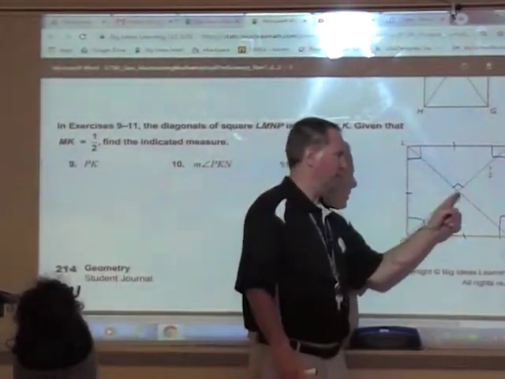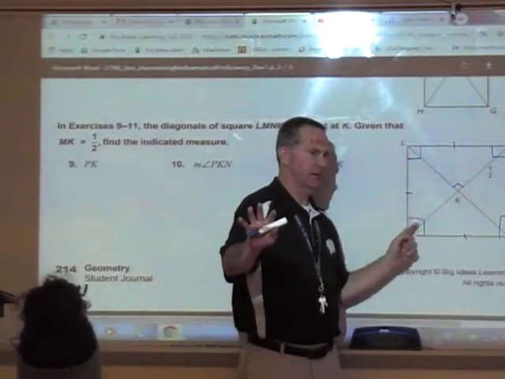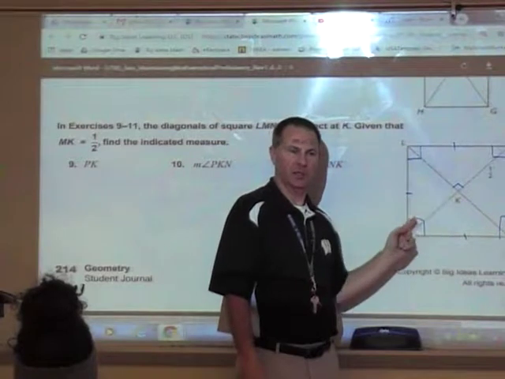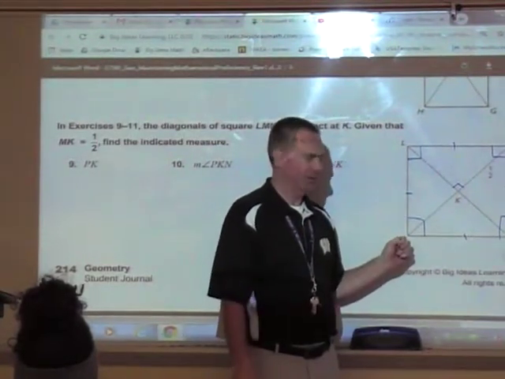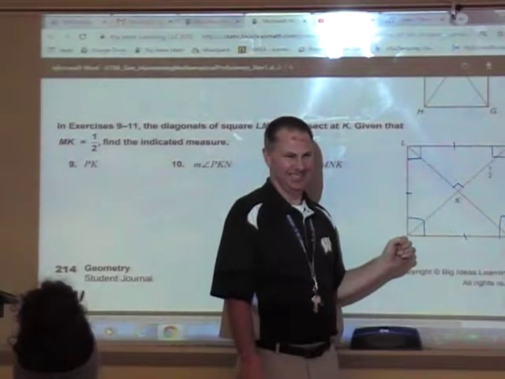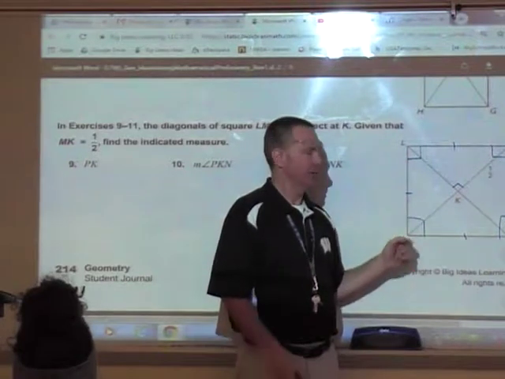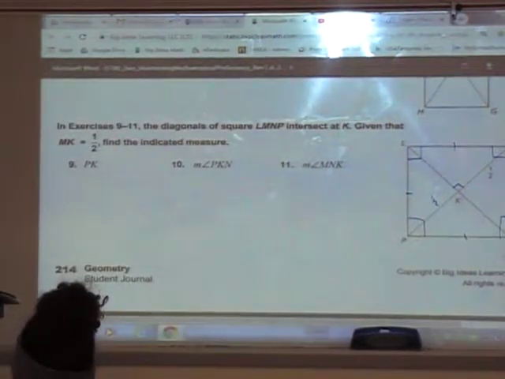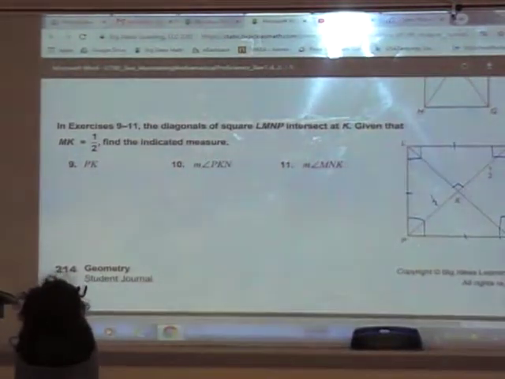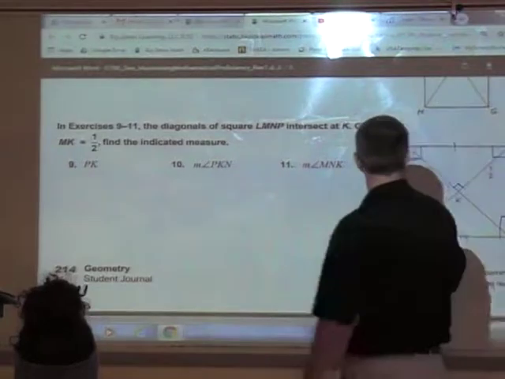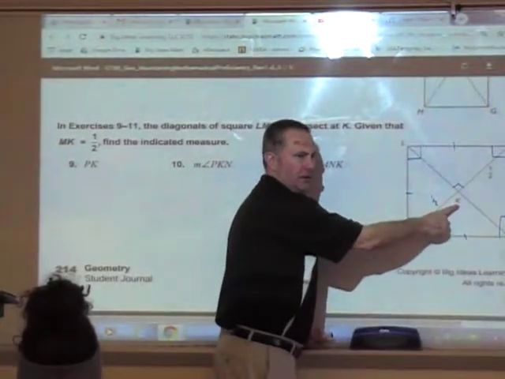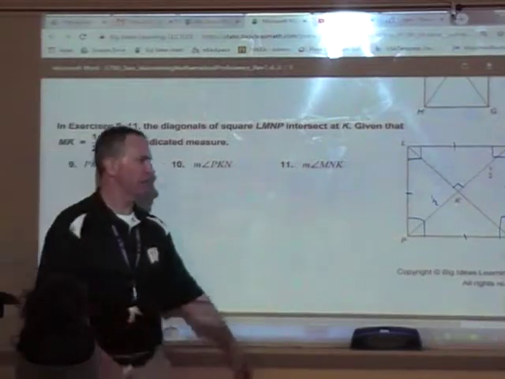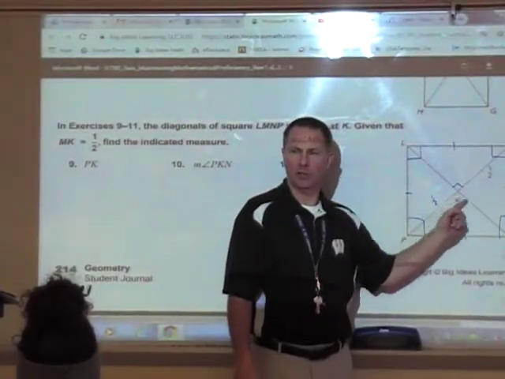PK. Everybody by yourself, tell me what PK is. Write it down. Romy, what's PK? You should have already said. Oh yeah, what'd you write down? I wrote nothing down. Ian, what's PK? 1/2. 1/2. Remember the diagonals bisect each other. 1/2. Alright, on your own, angle PKN. PKN. Everybody write down quickly. Lucas, what is it? 90 degrees, yeah. Remember your diagonals hit each other perpendicularly, so they're all 90 degrees.